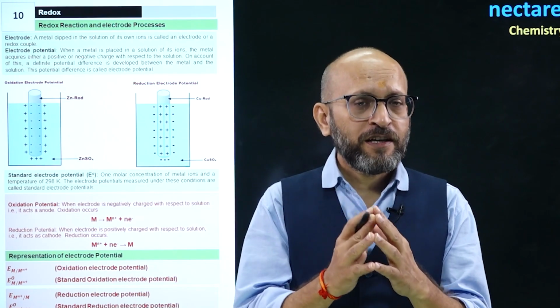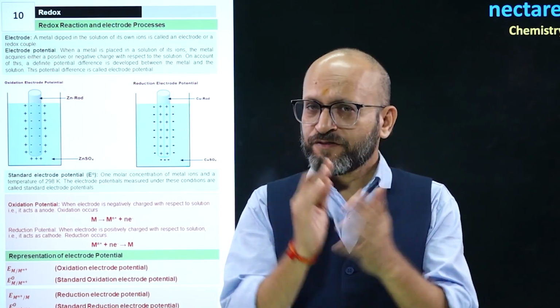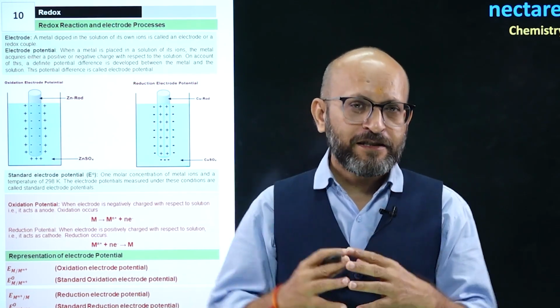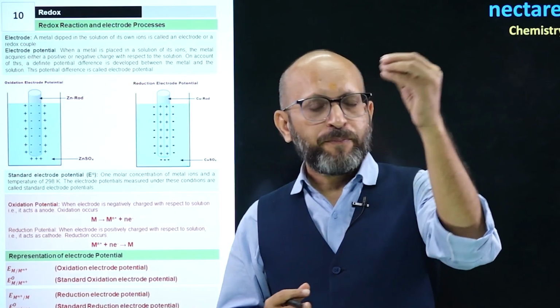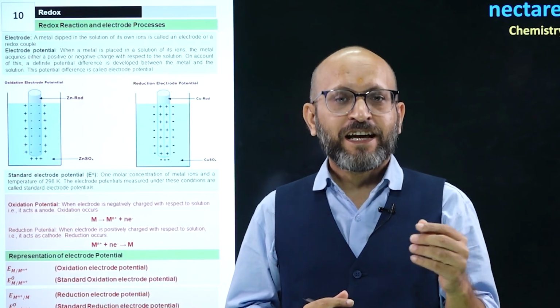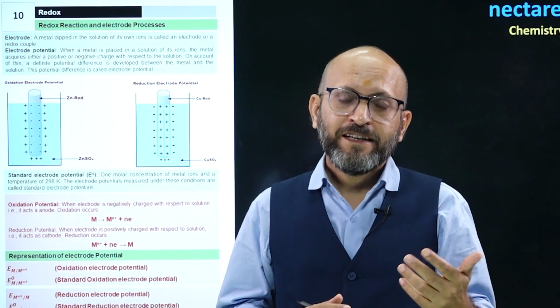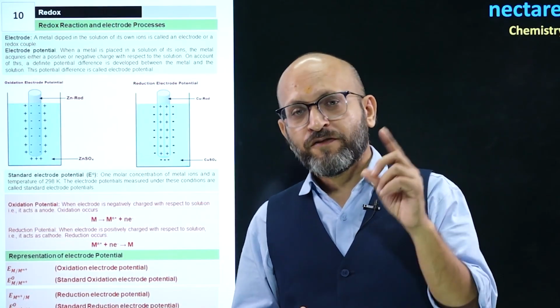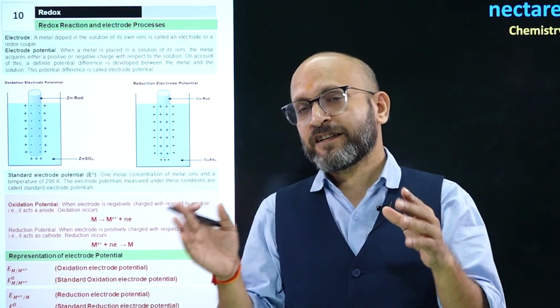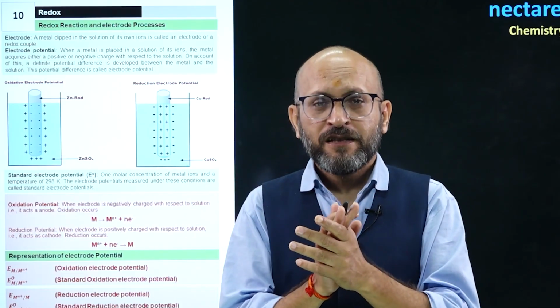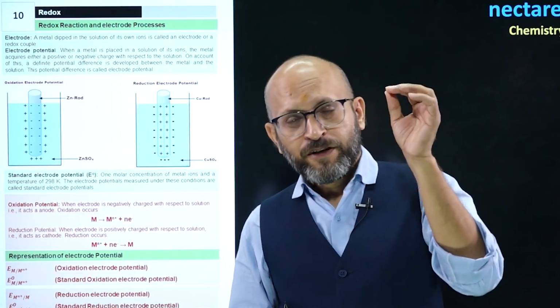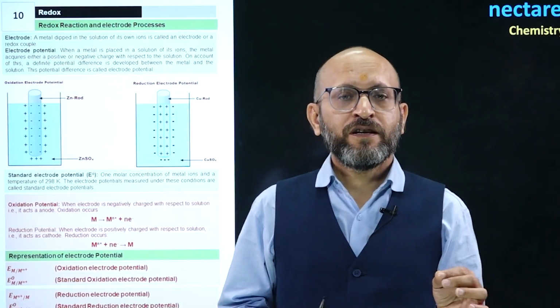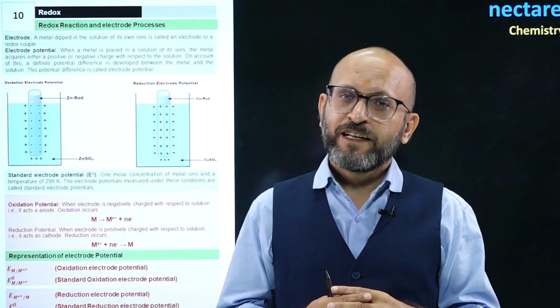So electrode potential is because of the natural charge which a particular rod gains when dipped in the solution of its ion, either positive or negative. Because of the charge on the metal rod and the charge in the solution, there is a potential difference. The potential difference between the rod and the solution is commonly known as electrode potential.